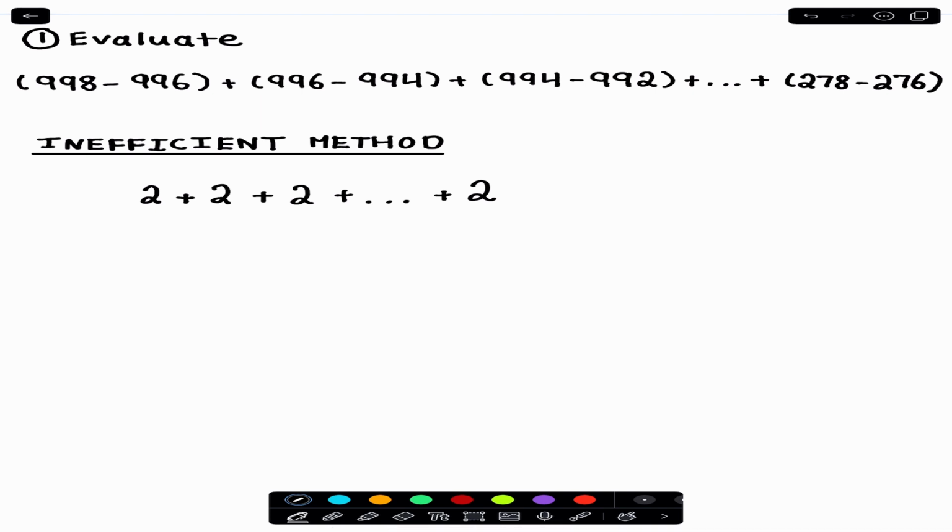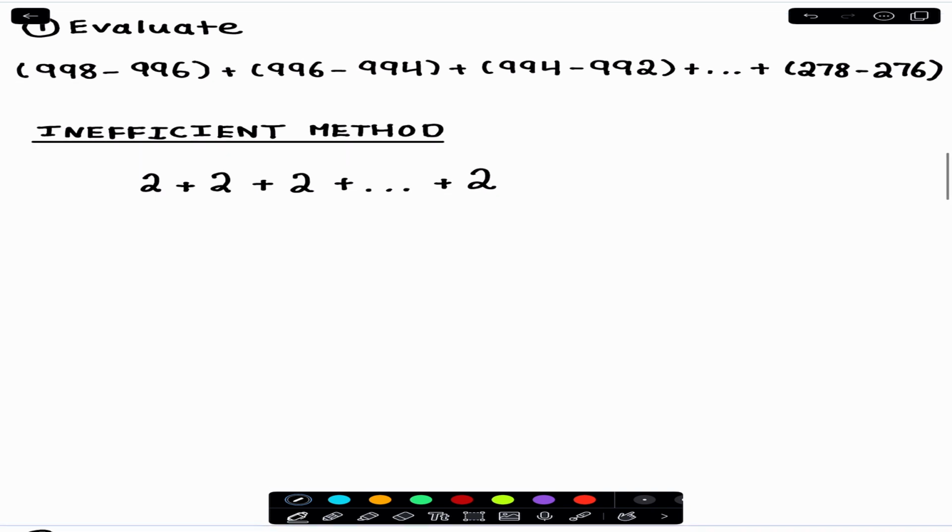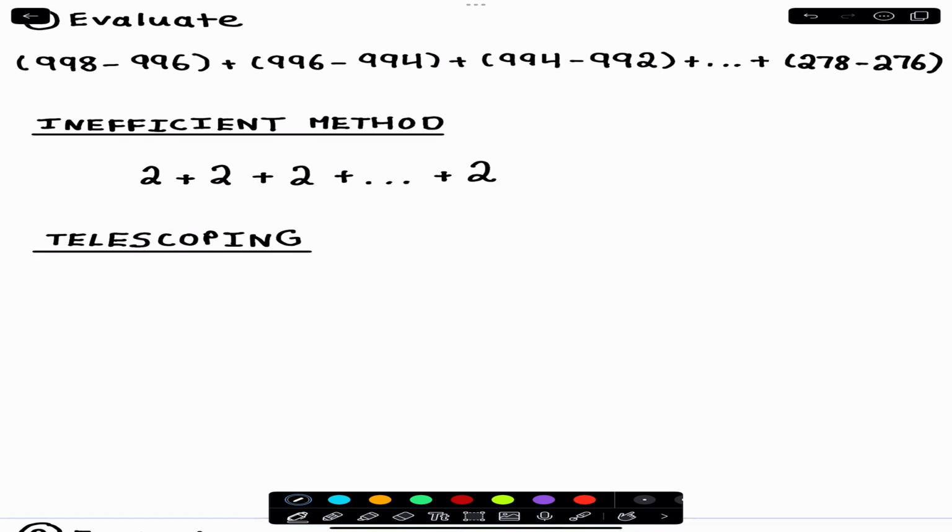But I would not recommend this way because we have a faster method. So let's take a look at what telescoping allows us to do. So compare the two methods and decide for yourself which one you think is better. Inefficient versus telescoping.